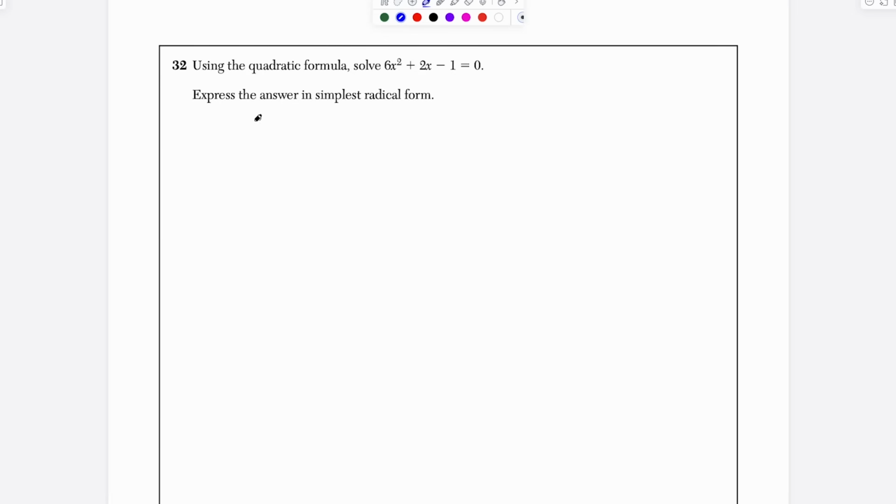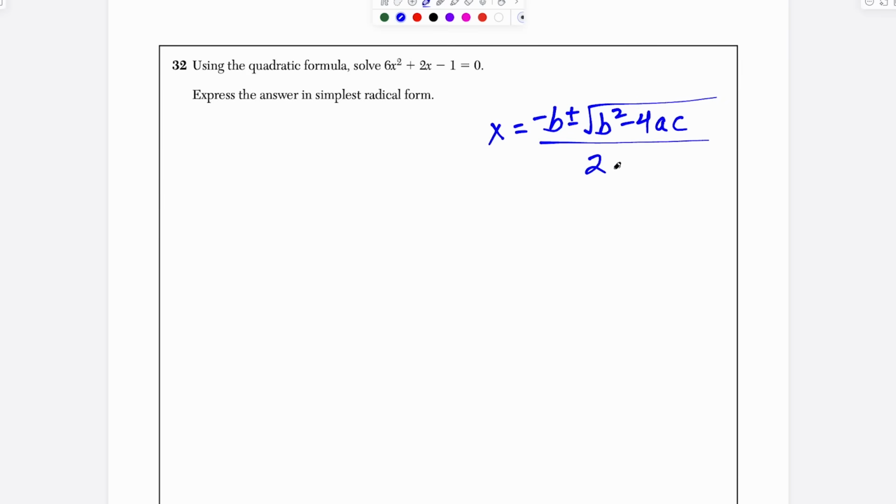Question 32, using the quadratic formula, solve 6x squared plus 2x minus 1 equals 0 and express the answer in simplest radical form. So for this one, we have to go to the reference page and get the quadratic formula. So on the reference page, they'll tell you x equals -b plus or minus the square root of b squared minus 4ac all over 2a.